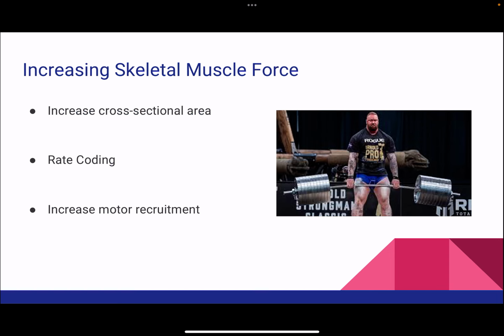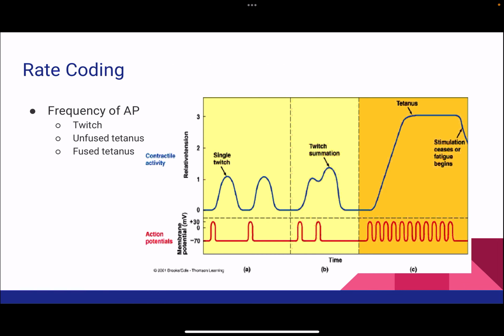So how can we increase the amount of force that we are able to produce through skeletal muscle contractions? Well, we can increase the cross-sectional area. This allows for more binding sites of actin and myosin, which allow for a stronger contraction. This can take place through hypertrophy or hyperplasia. We can also increase rate coding and motor recruitment. These last two are what we will be focusing on for this presentation.